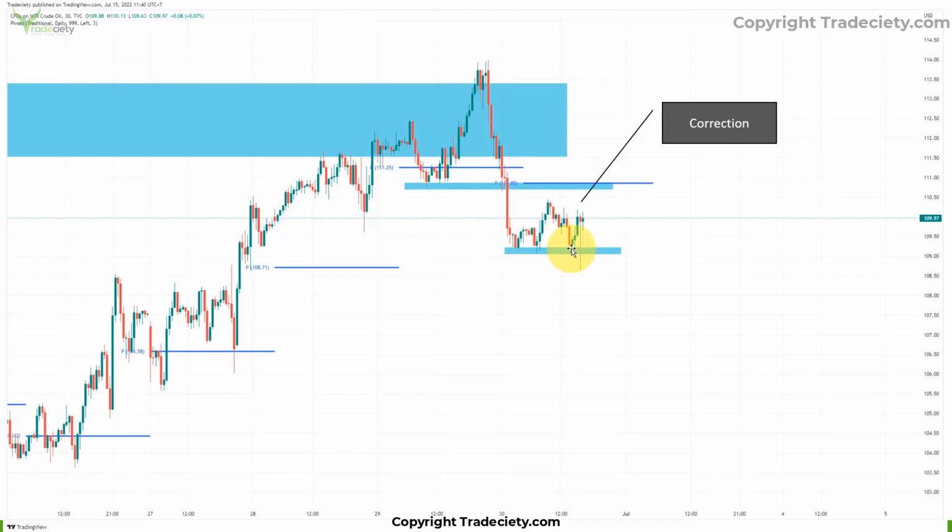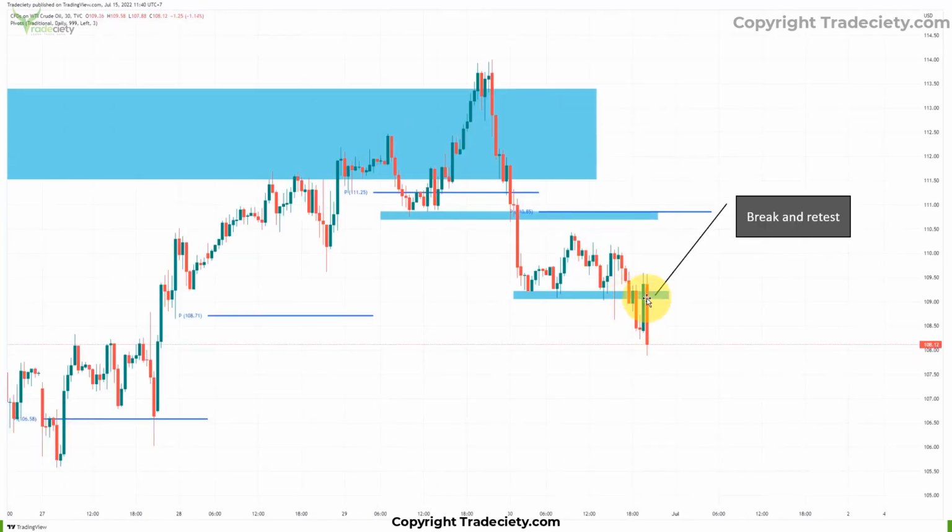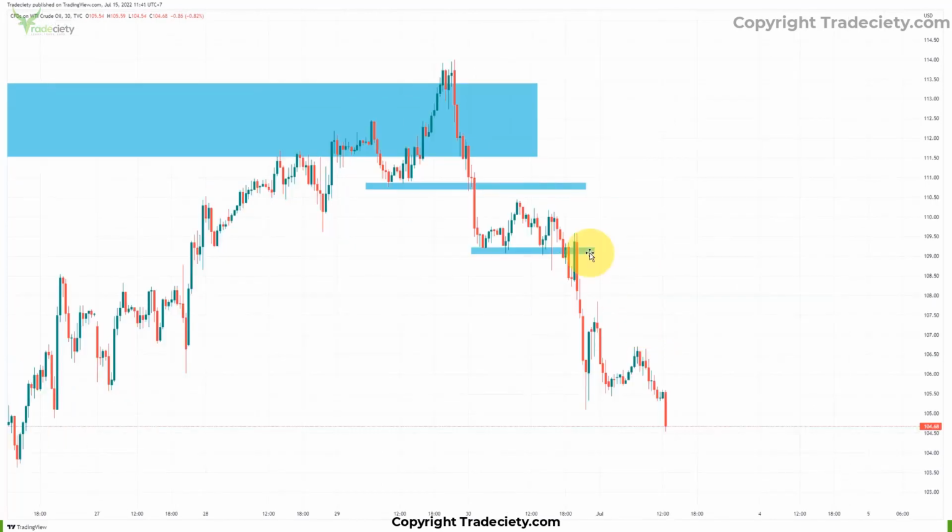Then we have another consolidation. And now the trading plan is very simple. Break and retest here around this area, which happens here. Break and retest. Again with an engulfing candle that happens here. And then off we go. So you can really nicely see how we can step by step really stack the odds in our favor.